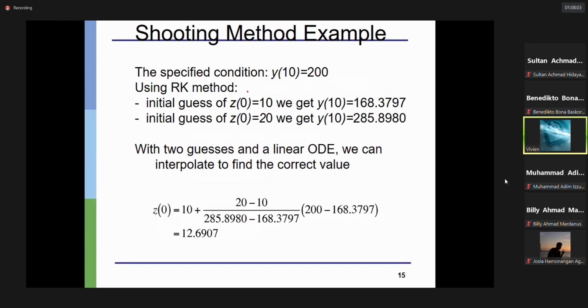Then we use the Runge-Kutta method, which you can read about in the book. I think this is using Heun's method, second order Runge-Kutta, if I'm not mistaken. You can check that in the book.